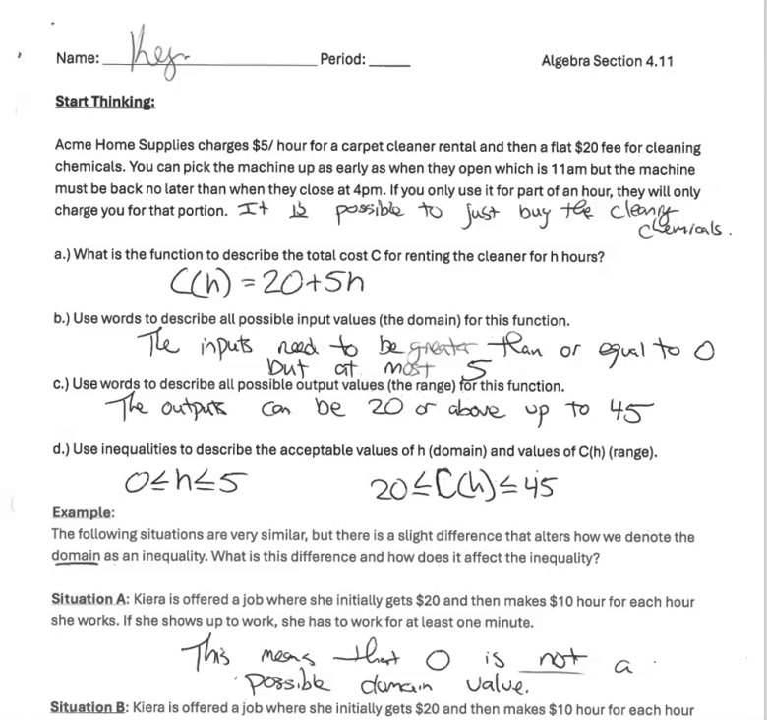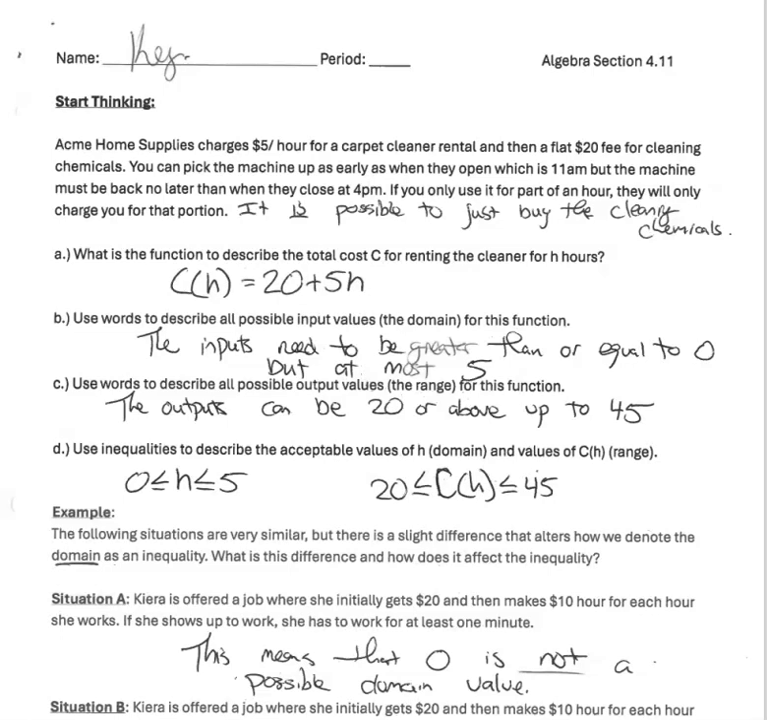Then it says we want to use words to describe all the output values or the range. So what's nice here is you can use those input values of 0 and 5, which are kind of the border of your domain, the border of your input values, to find out the possible output values. So when you substitute 0 into your equation, that gets you 20. So you are going to be going at least $20 and then up to 45. So the outputs can be 20 or above up to 45.